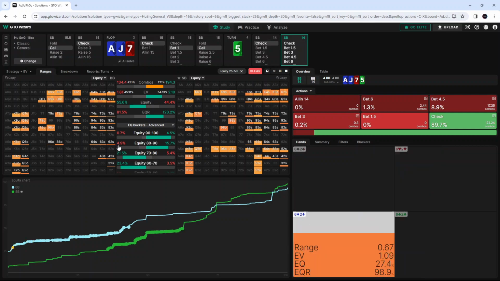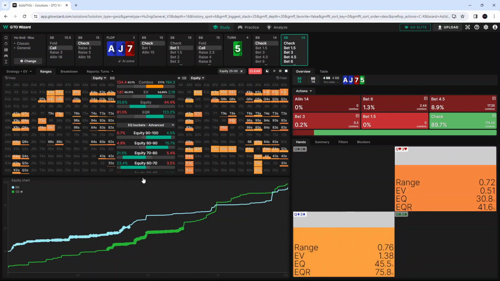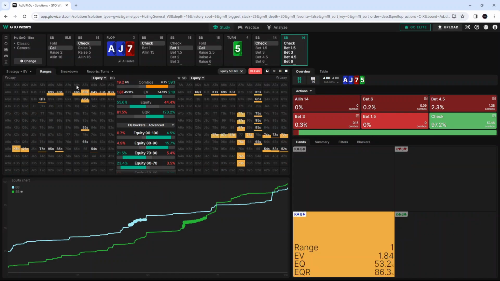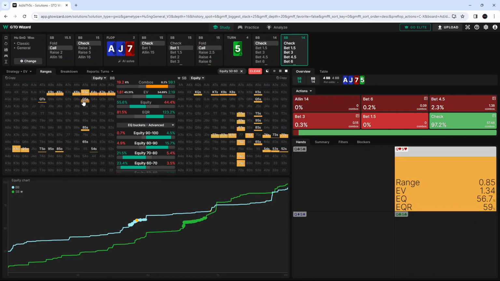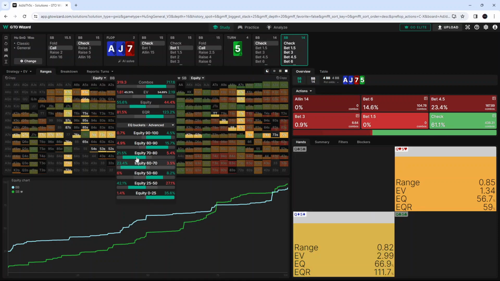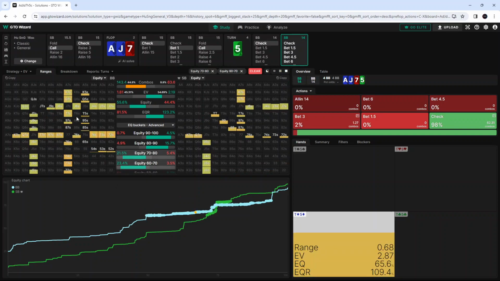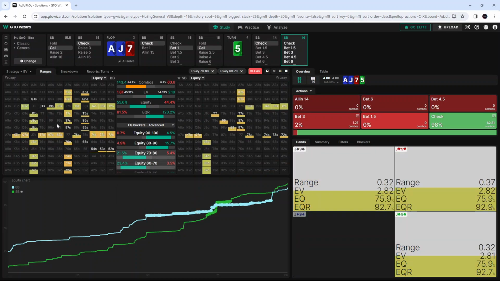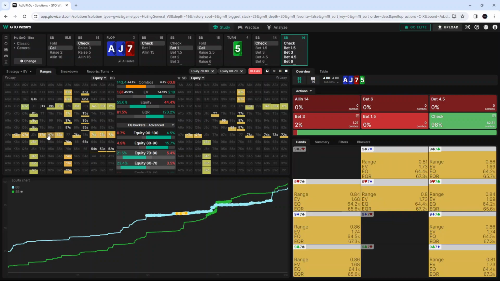And is a 5 in this bracket? No, not quite. So a 5 is having more than 50% equity. We go 50 to 60%. We now start to see some 5x are making it in there. And then the largest two equity buckets, if we combine them, is actually all the pairs. So this is the 7x and the jack x from the flop, which we obviously expect the big blind to defend all of them against.